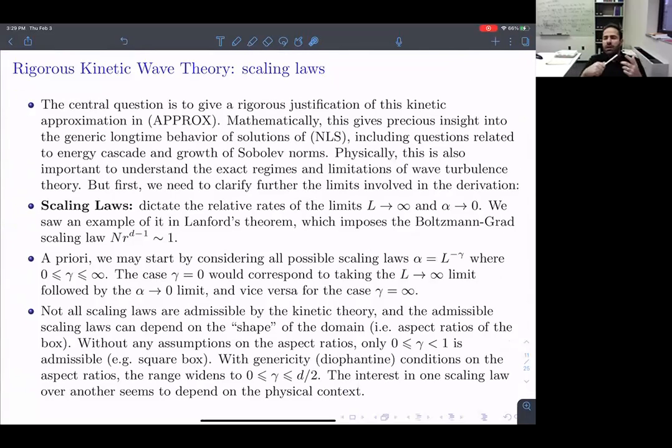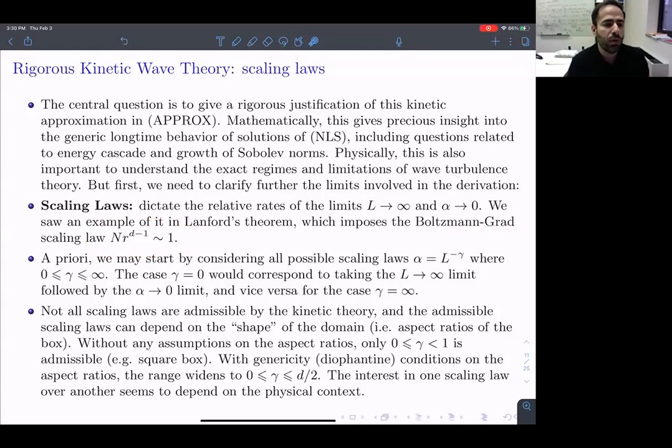So even though I formulated what the kinetic conjecture is, the analogy with Boltzmann's theory is still lacking one aspect, and that aspect is scaling laws. Remember when we talked about Lanford's theorem: it tells you that the one-particle density function is approximated by solutions of the Boltzmann equation in a very particular scaling law. That was the Boltzmann-Grad scaling law, this one over here.